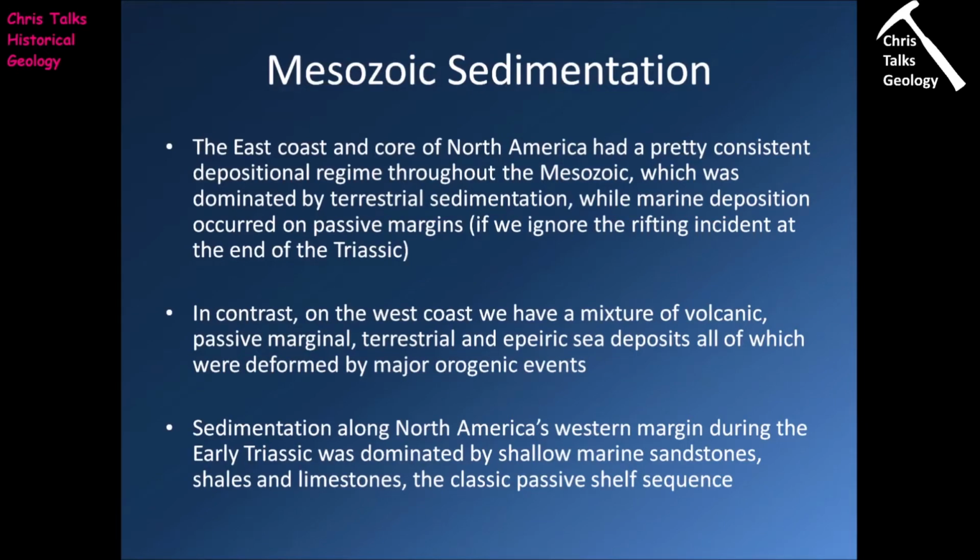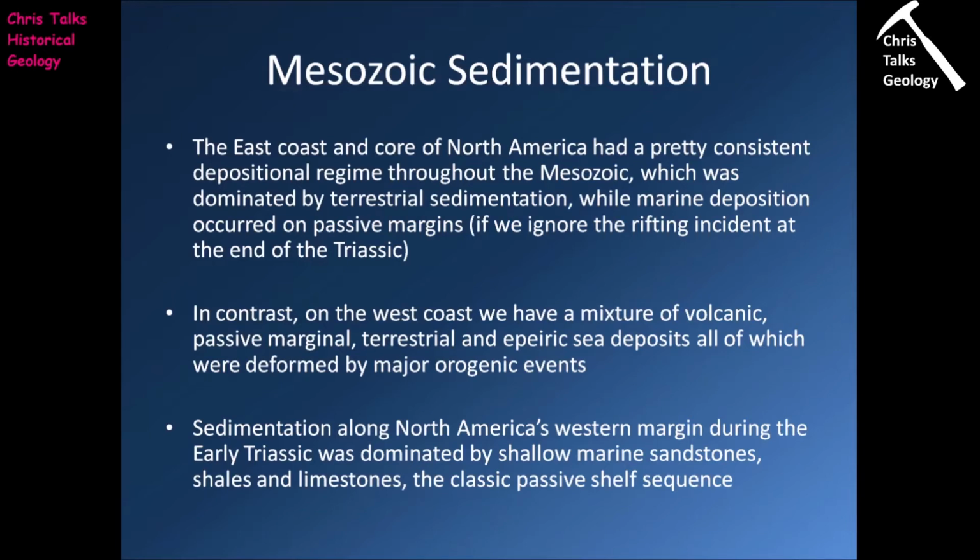So now we're going to have a look at Mesozoic sedimentation. We're going to focus on the location and types of sediments which were being deposited on North America during the Mesozoic. The eastern coast and core of North America had a pretty consistent depositional regime throughout the Mesozoic. For most of the time, these areas were above sea level, so you're going to have a system dominated by terrestrial sedimentation, with things like fluvial sediments and desert deposits.